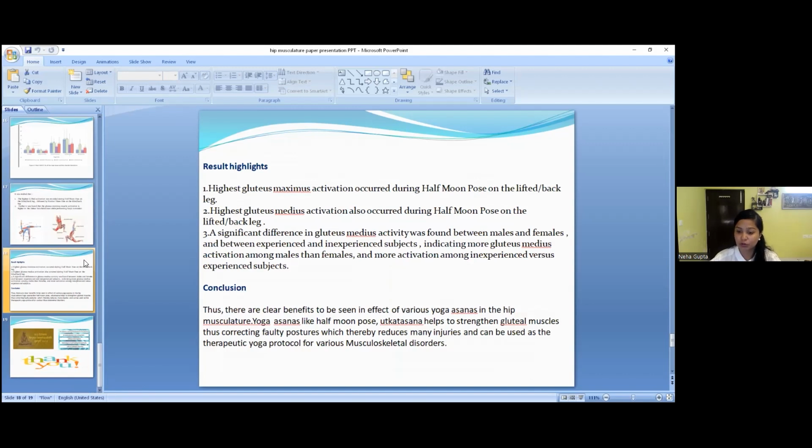Thus, I would like to conclude here that yoga asanas and the hip musculature definitely come in our hand to help our tight and weak muscles. Many asanas like Utkatasana can strengthen our gluteal muscles and correct our faulty postures.